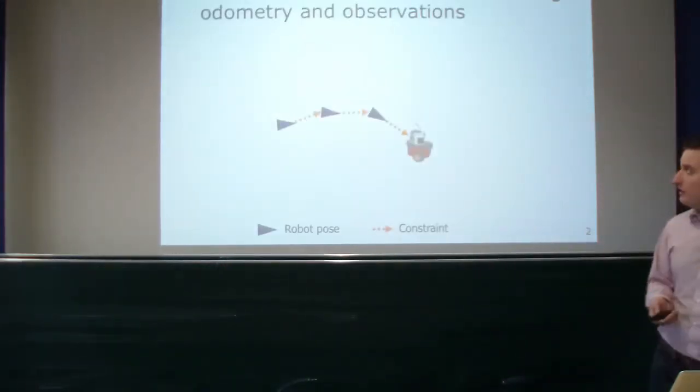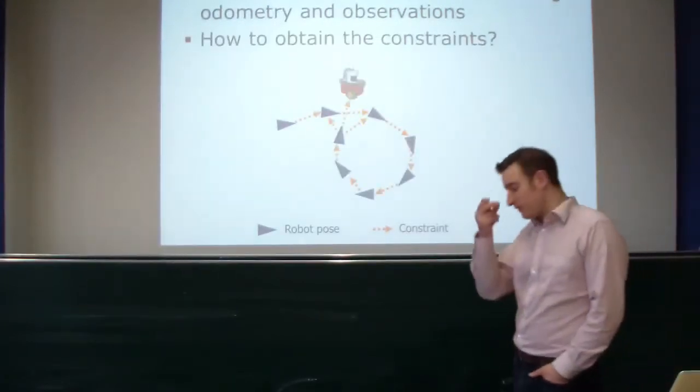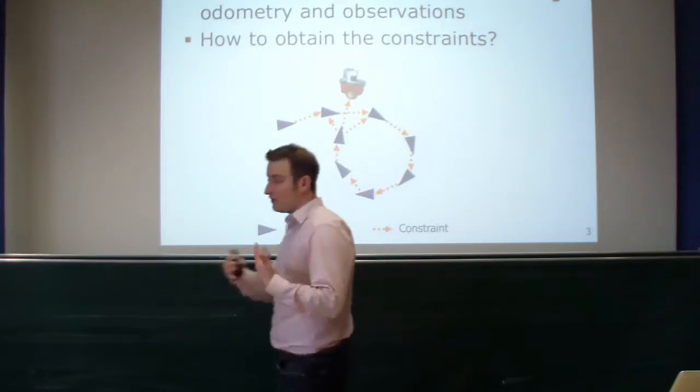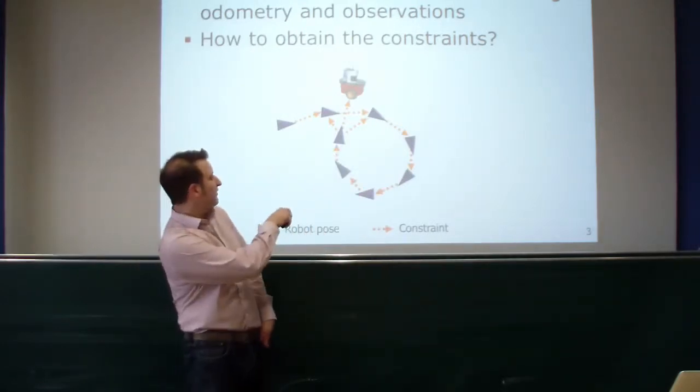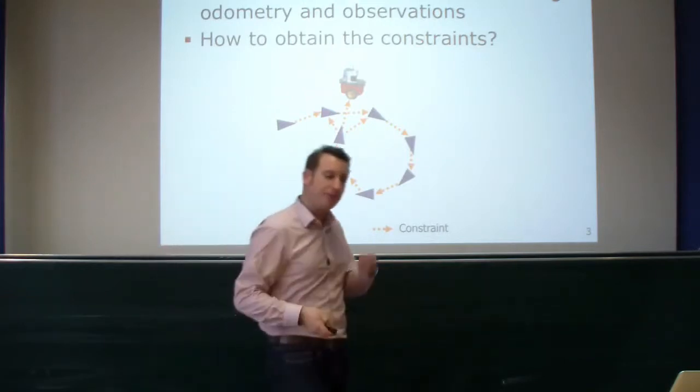So we had this idea of graph-based SLAM. We have the robot that moves through the environment, and whenever the robot observes the same part of the environment, we can actually generate those constraints. We are today interested in actually finding those constraints. So how to get the errors.